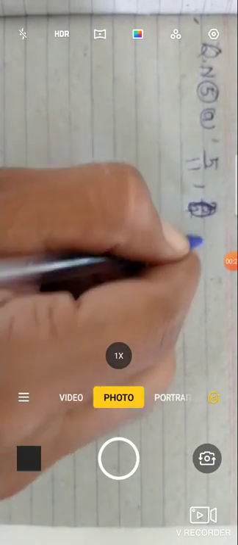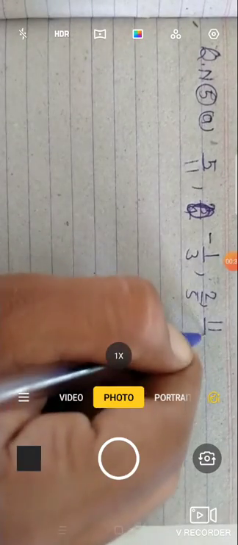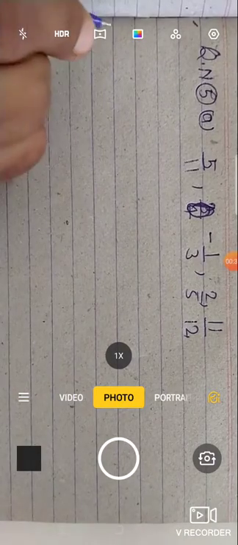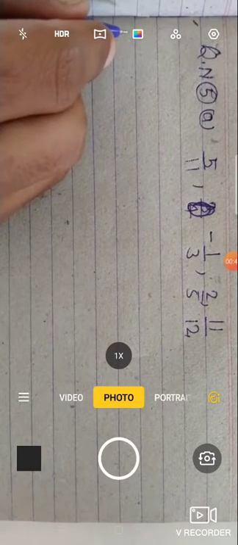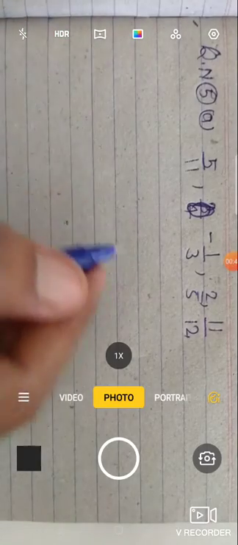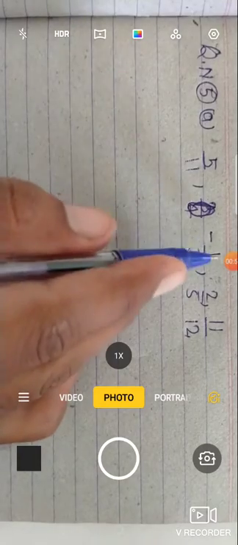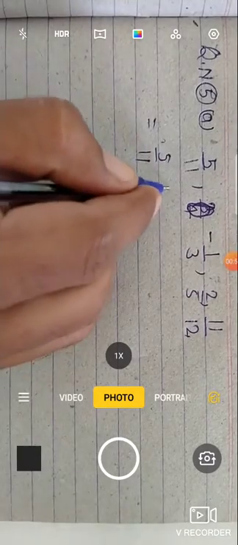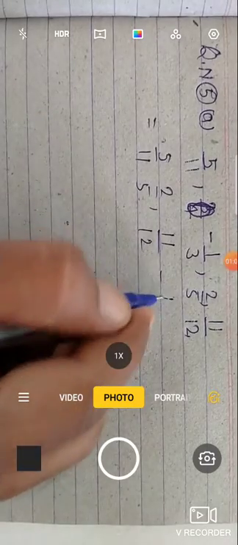So not 3 upon 4, that is minus 1 upon 3, and that is 2 upon 5, and that is 11 upon 12. So dear students, we want to write in descending order. Descending order means greater to smaller, then smaller, then smaller. So look, among all the numbers, this minus 1 upon 3 is the smallest. So write here 5 upon 11 and 2 upon 5 and 11 upon 12, and here write minus 1 upon 3.